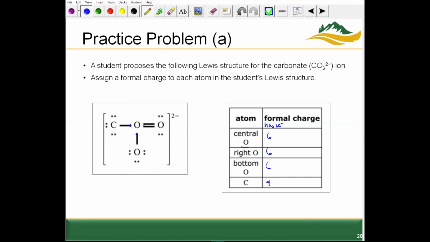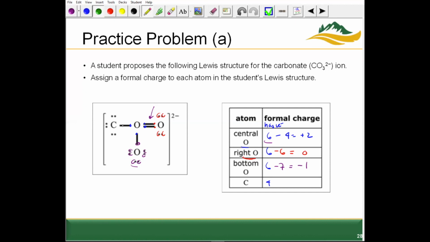So 1, 2, 3, 4 dots around it, that's a +2 formal charge. The right oxygen, 1, 2, 3, 4, 5, 6, formal charge of 0. The bottom oxygen, 1, 2, 3, 4, 5, 6, 7. So that's -1. This is the same thing as looking at the number of valence electrons minus the electrons that are non-bonding minus 1/2 times the number of electrons that are in bonds. This is just another kind of way to visualize it.